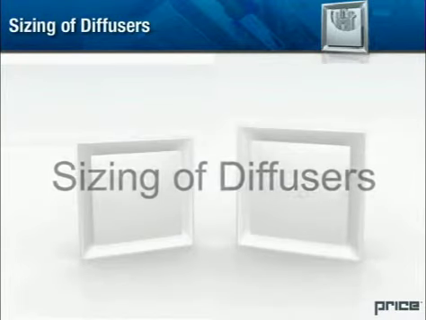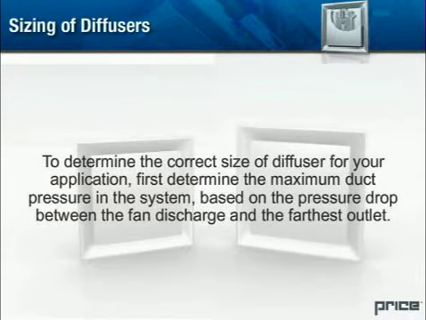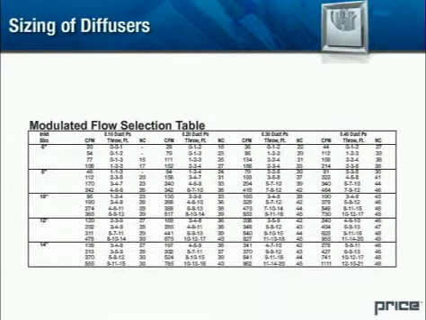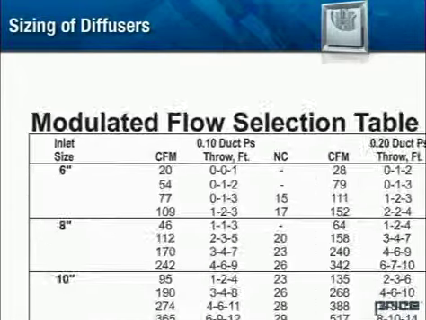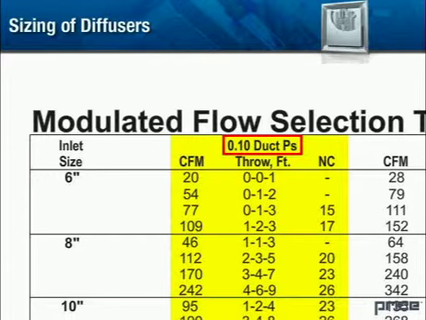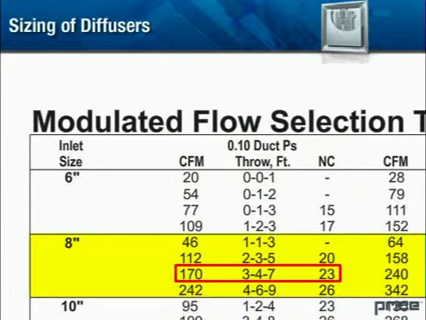Sizing of diffusers. To determine the correct size of diffuser for your application, first determine the maximum duct pressure in the system based on the pressure drop between the fan discharge and the farthest outlet. Using the modulated flow selection table for the appropriate VAV diffuser, find the design duct pressure that best matches the conditions. Select the inlet size that meets the specified sound criteria at the maximum design air volume. Check the throw values under these conditions to ensure they match the space requirements. Refer to the Air Distribution Guide in the Price Air Distribution Products catalog for more information on throw selection.